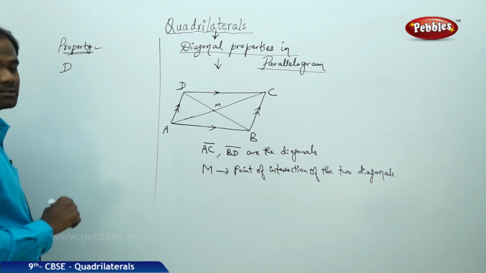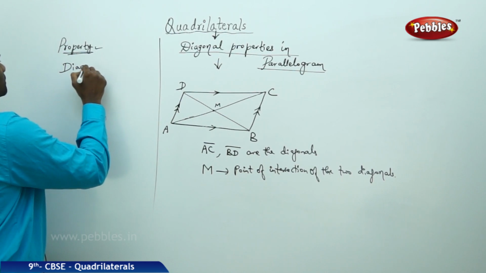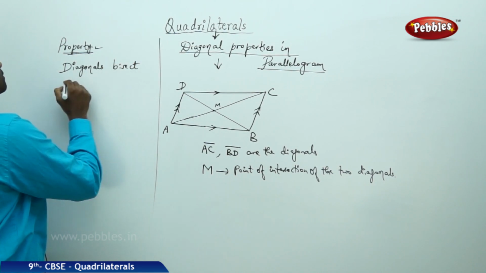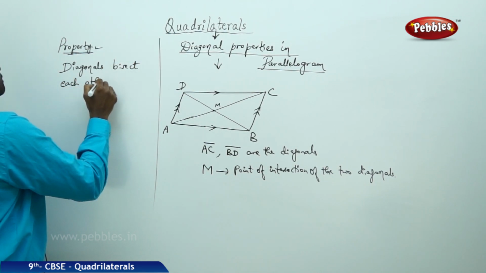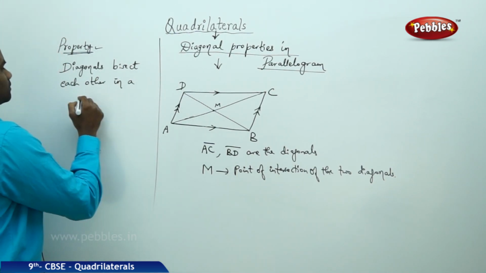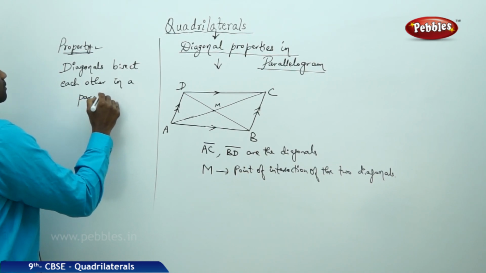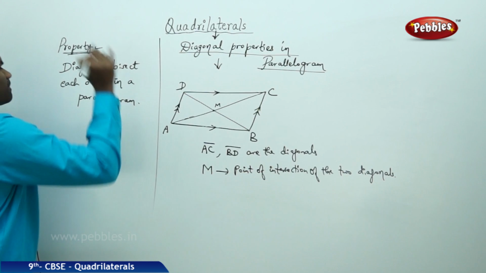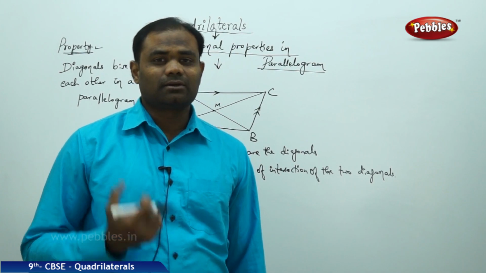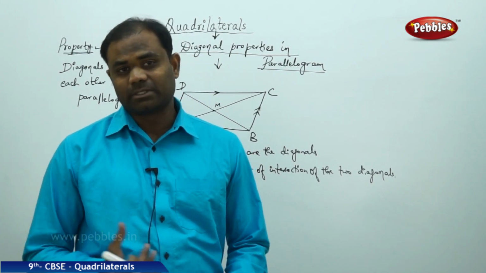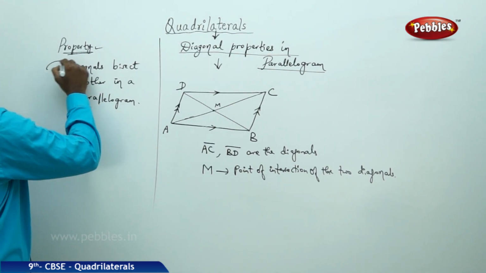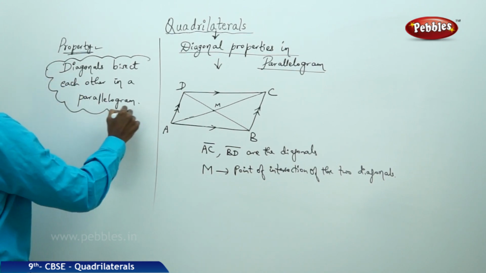The property says that the diagonals AC and BD bisect each other in a parallelogram. This is one of the most important properties in parallelograms because the bisecting concept helps us in solving many mathematical problems. So the property: diagonals bisect each other in a parallelogram.